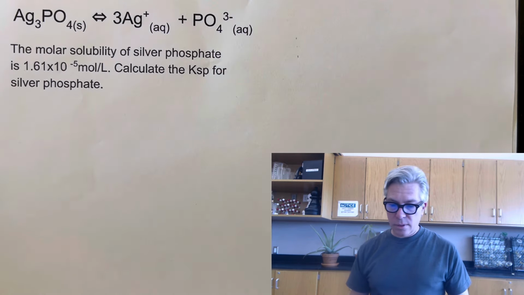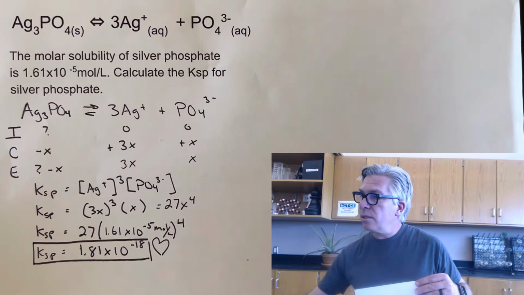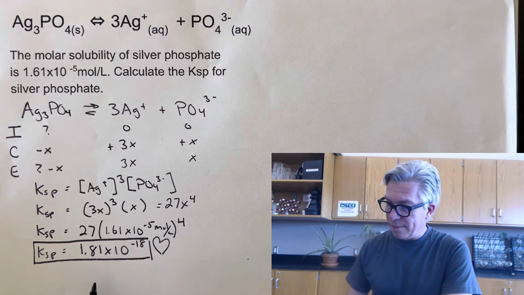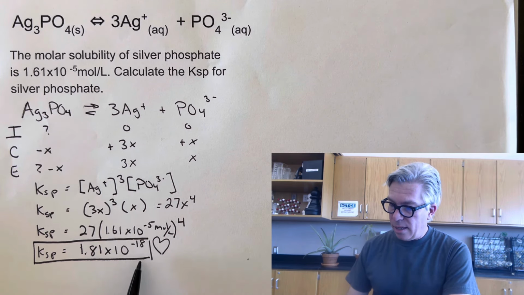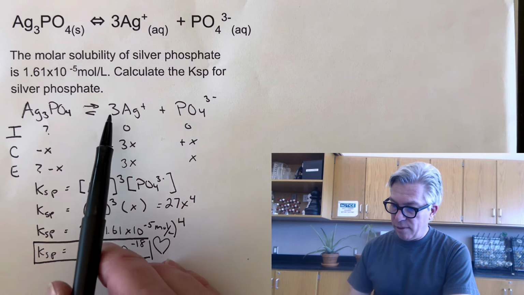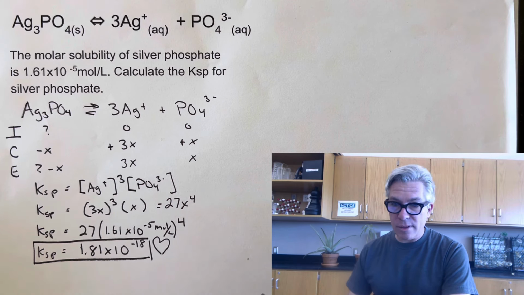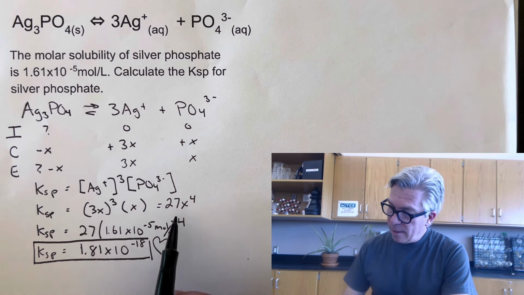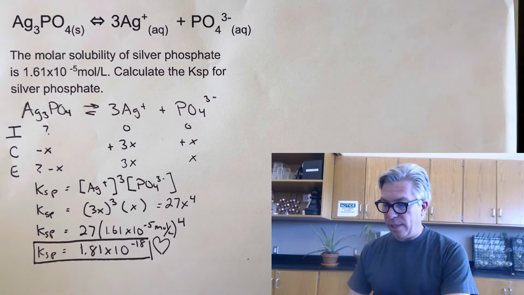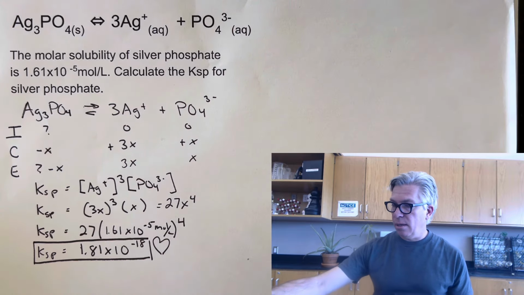And if you did that, that makes me happy. And here's my solution for that. It turns out the Ksp value is 1.81 times 10 to the minus 18th. And this one ended up working out to be 3X cubed, because there's 3 silvers for every phosphate, times X, which worked out to be 27X to the 4th. That's getting crazy. And 27 times our X value, molar solubility, to the 4th, they get 1.81 times 10 to the minus 18. So excellent job on that one.